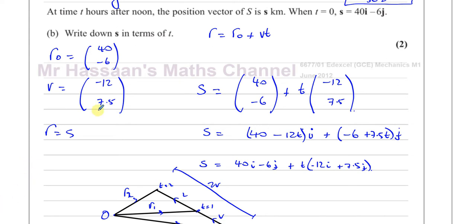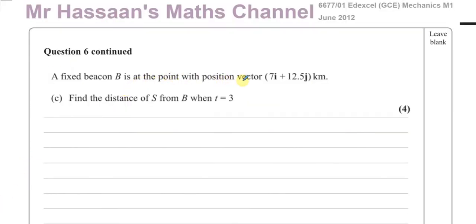Now for part C, it says a fixed beacon B is at the point with position vector 7i plus 12.5j. Find the distance of S from B when t equals 3. We need to have our vectors for S. Here we have the position vector of S. We need to find the distance of S from B.